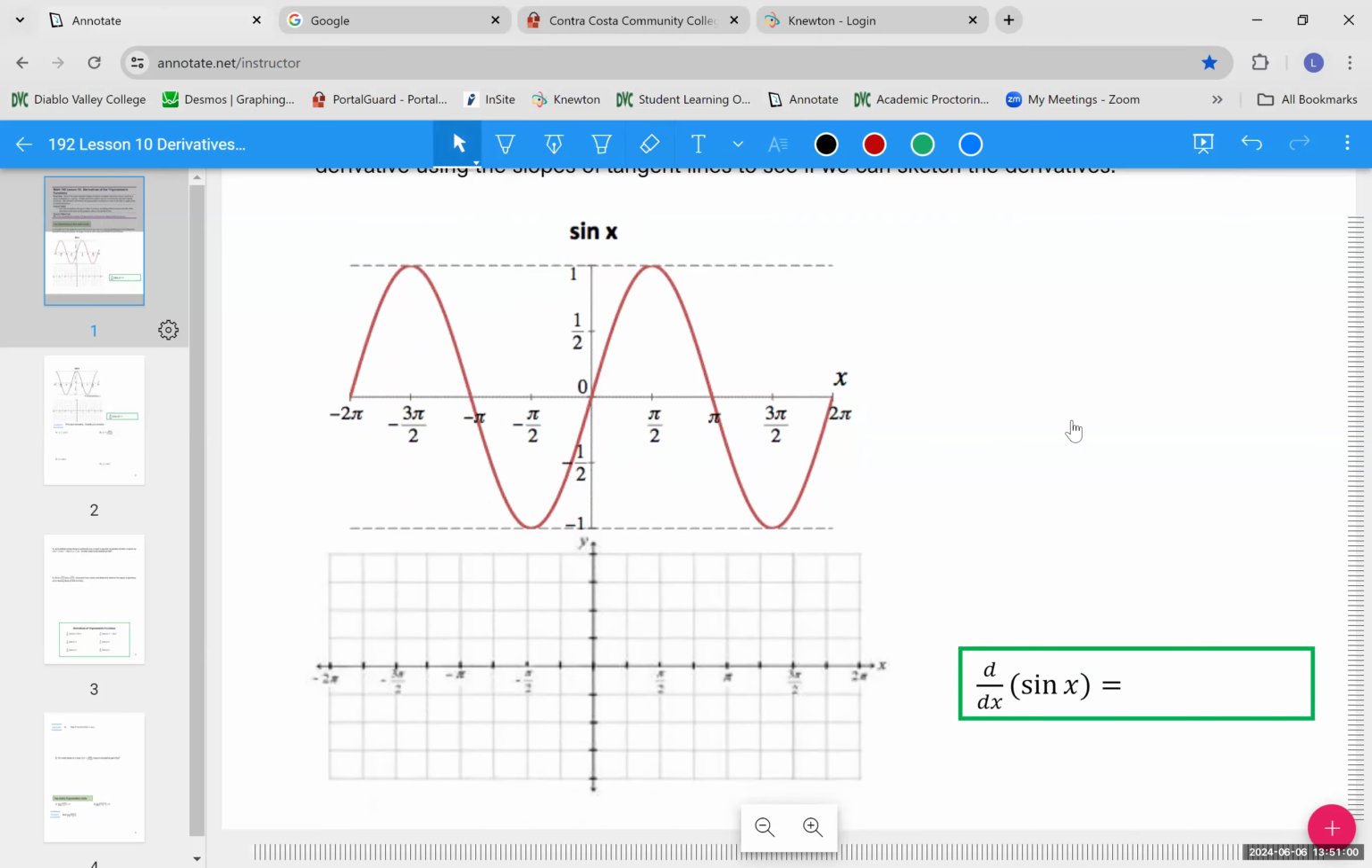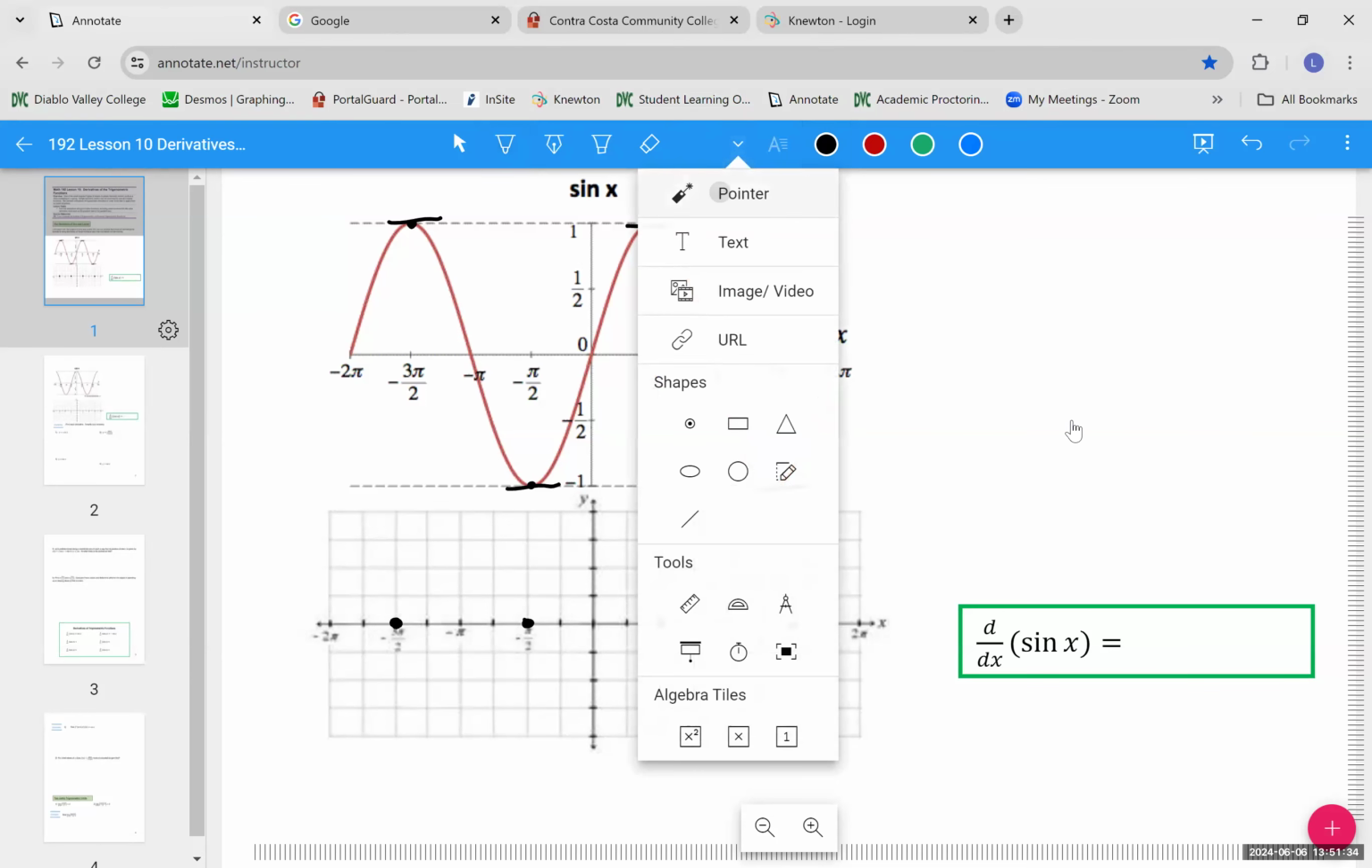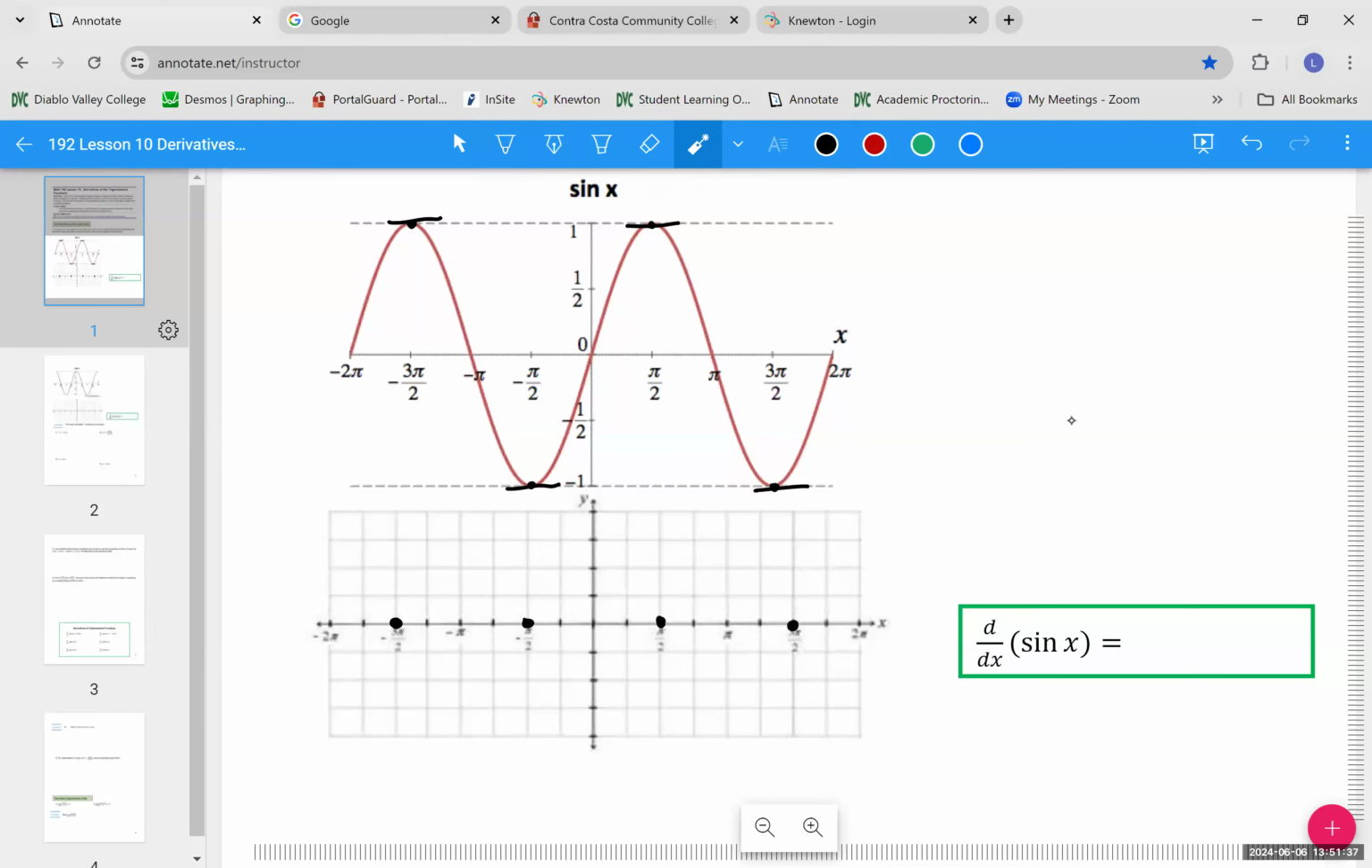So what I would suggest we start with would be those places that have horizontal tangent lines. So any place where sine has a horizontal tangent line, then its derivative, which we're going to graph down here on the xy grid, would be 0. So at negative 3 pi over 2, at negative pi over 2, at pi over 2, and 3 pi over 2. Okay. And then we're going to follow along using the observations we made in lesson 7.